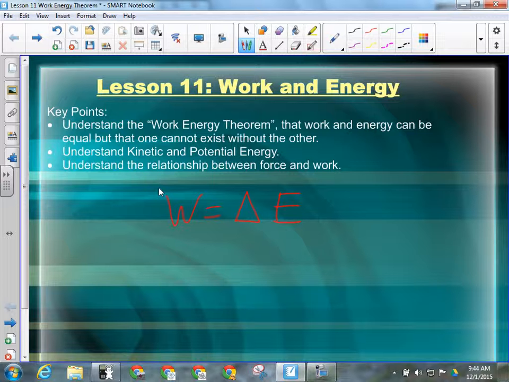Anytime we're calculating change, what are we really doing? Everywhere on your formula sheet where you see delta, after that it shows a letter, and then usually it shows equals, and then final minus initial. Delta always means final minus initial, right? So it's the change in energy.